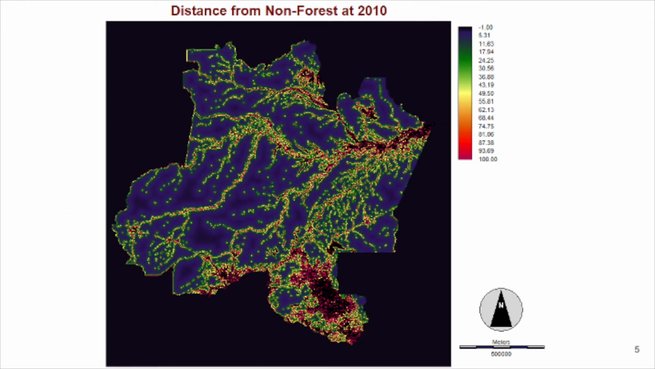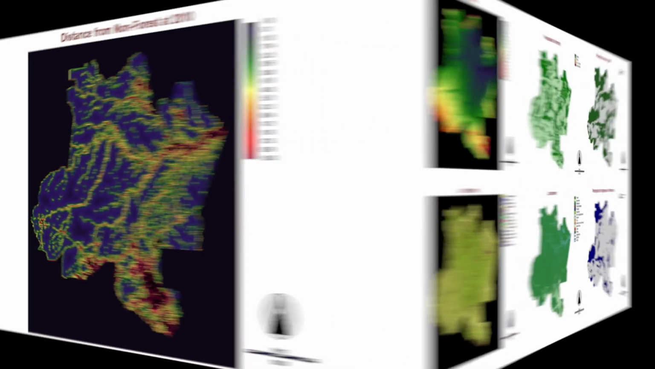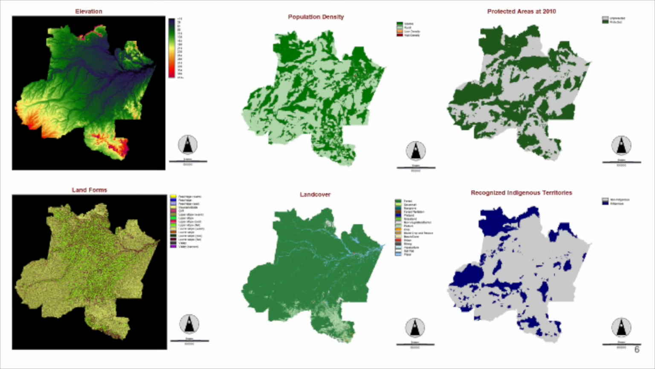This is our suitability map using distance from non-forest in 2010, which displays areas where forest loss may be most likely. Notice that higher values indicate a higher suitability for forest loss and not actual distance. These are 6 additional driver maps used in our analysis to find areas of likely forest loss. This includes elevation, population density, protection status, land forms, land cover, and recognized indigenous territories.